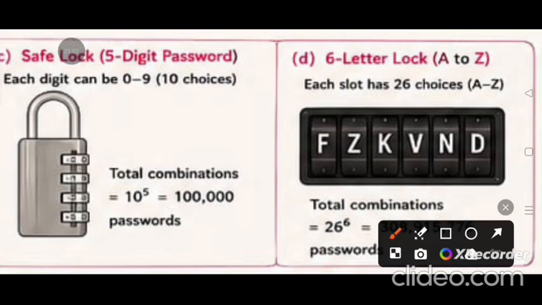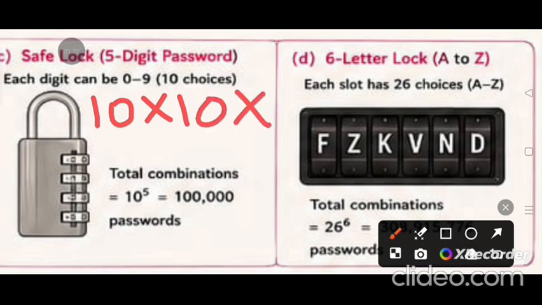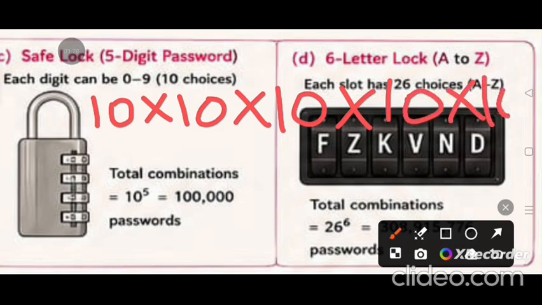So if we have to choose the first digit, we have 10 options. For the second digit, again we have 10 options. So 10 multiplied by 10. The third digit option is again 10. The fourth digit option is again 10. The fifth digit option is again 10. So there exist 10 raised to the power 5 combinations. That is written as 1 lakh passwords.